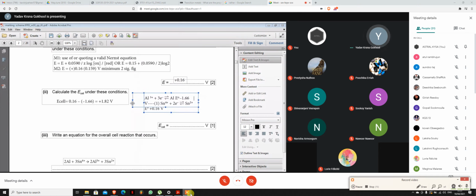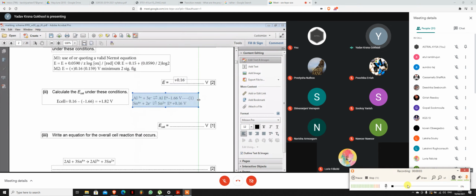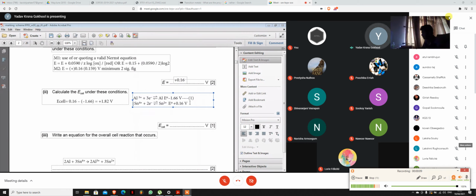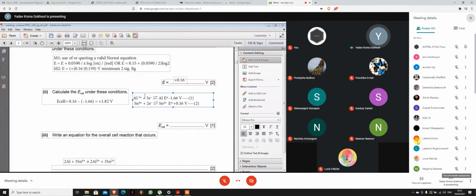Going to look at second part and third part together because they are not different questions, okay? They are interrelated. So first, what I have done, I had a look at the data booklet, because to calculate these values I have to look at the data booklet. So from the data, I copy the values as I have, right?